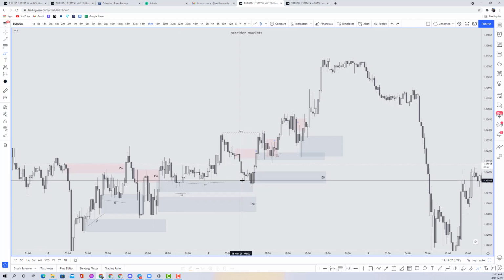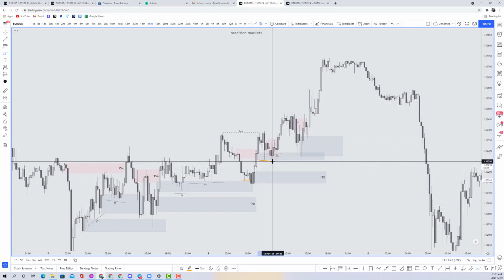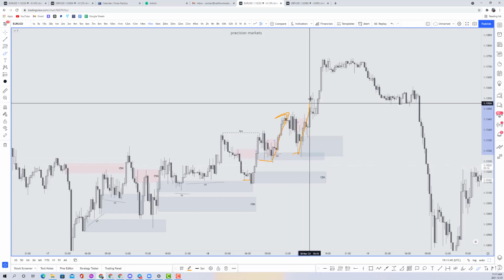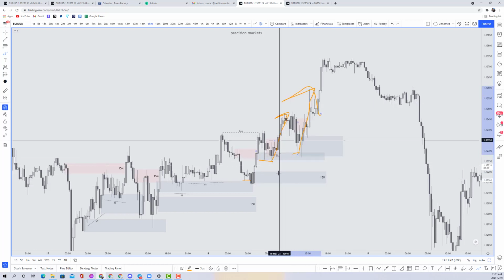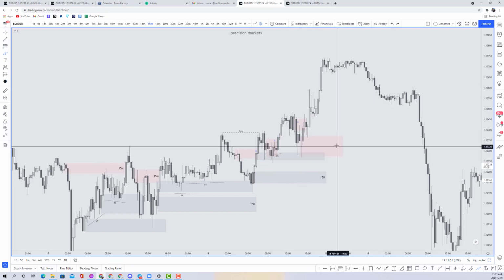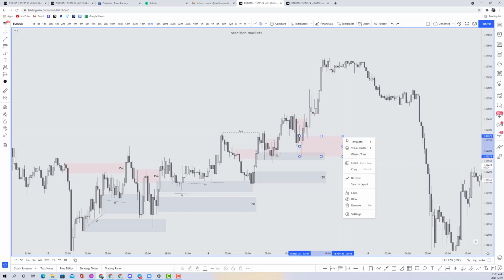So again, liquidation and then impulse to the other side. Liquidation, impulse to the other side. Liquidation, impulse to the other side. And anytime we can see even the tiniest bit of liquidation, it can give us confluence to trade away from it.